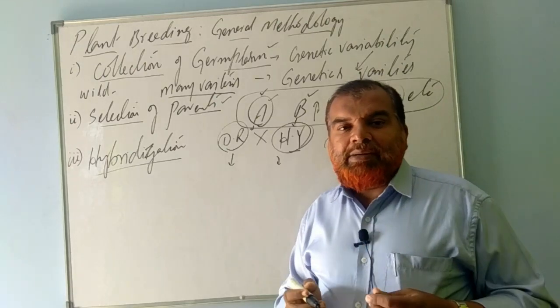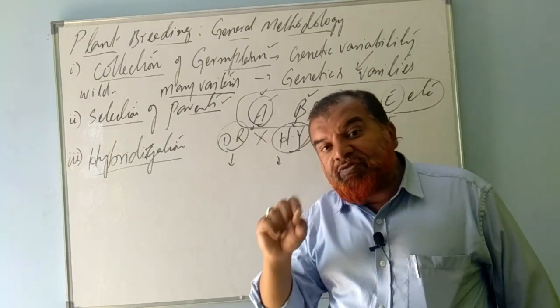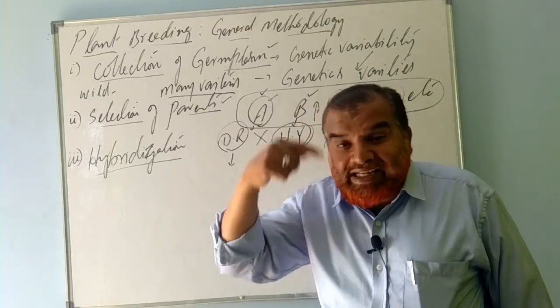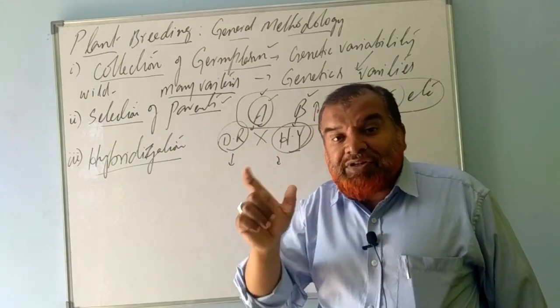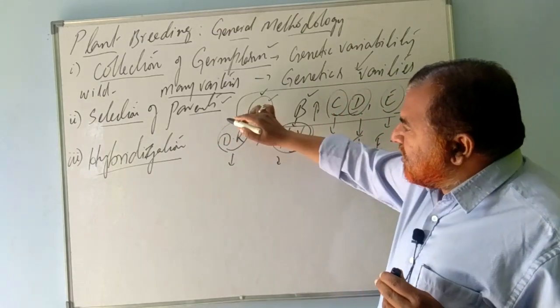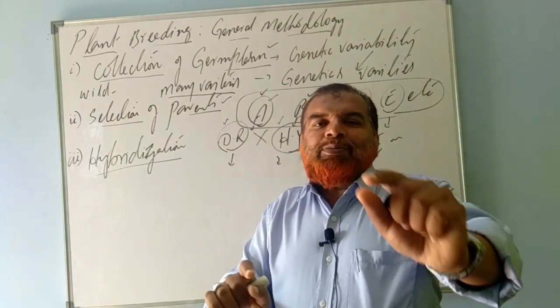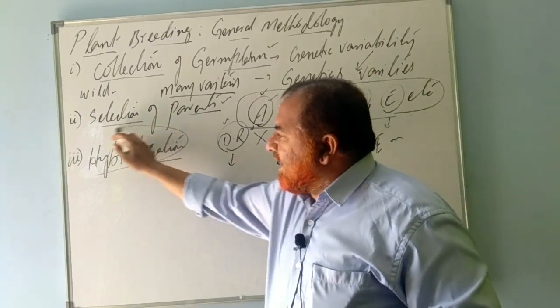So what is hybridization? Hybridization is the process of crossing two parents differing in their characters, to get the progeny, the next generation. What I studied in genetics, the F1 generation, to get the next generation which has both these characteristics. This character also should be there. This character also should be there. Both should be there. Such a process, such a procedure, such a method is what is known as hybridization.